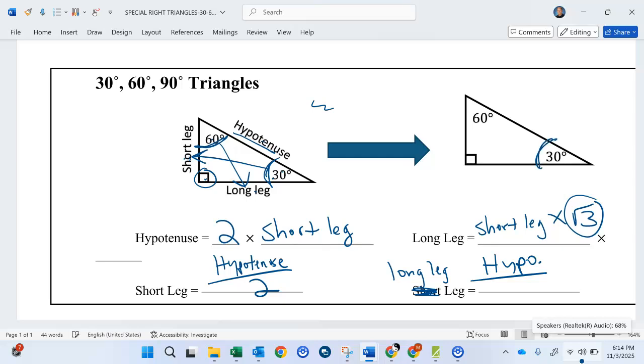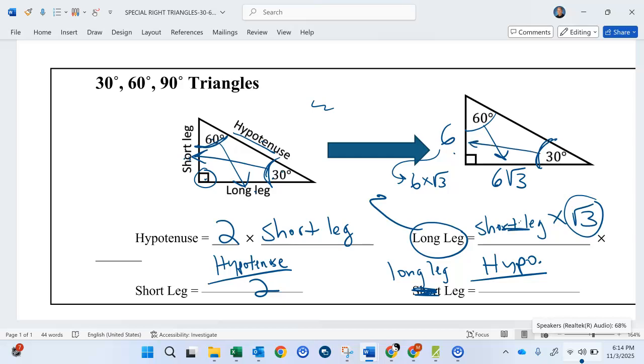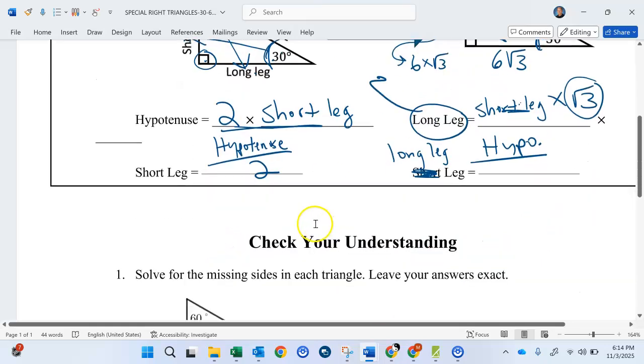Let's say we have 30 degrees, and let's just say this side is 6. If that is 6, that's the short leg. So to get the long leg, it's the short leg times root 3. So the short leg is 6 times root 3, basically 6 root 3. That's all there is to it. So that's the 60. Now to get the hypotenuse, it's going to be the short leg times 2. So basically it's going to be 6 times not root 2, but 2. And that is equal to 12. That's all there is to it, guys. That would be equal to 12. So make sure you take your notes, and let's go ahead.